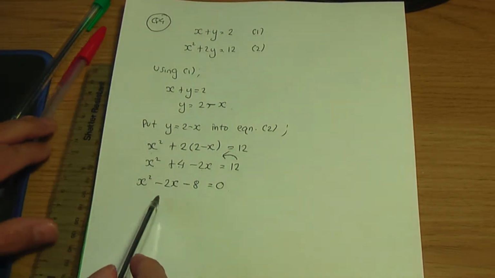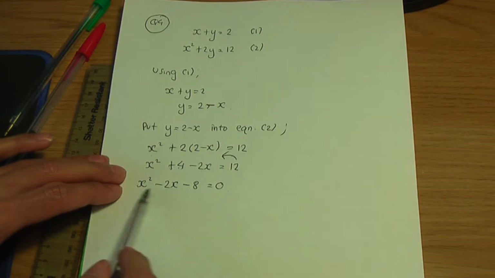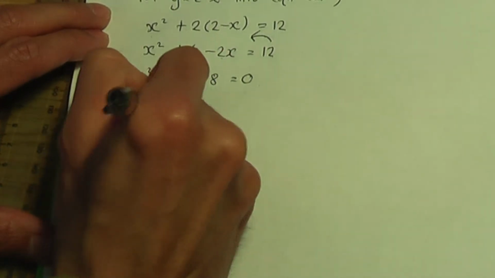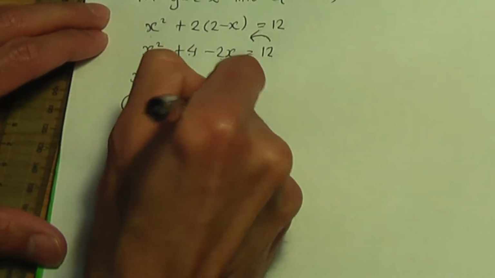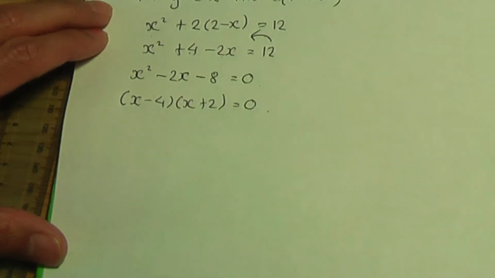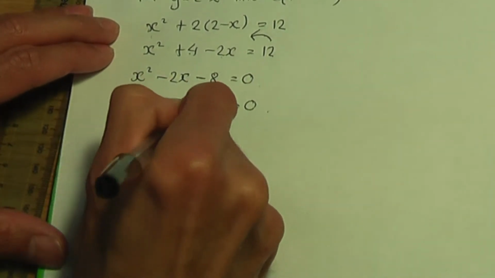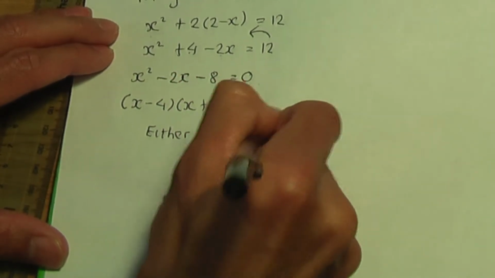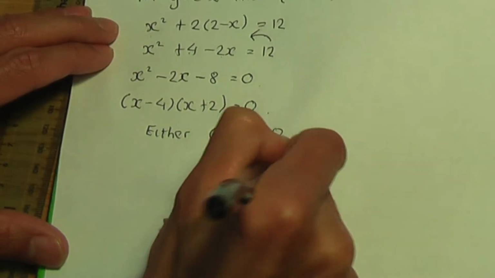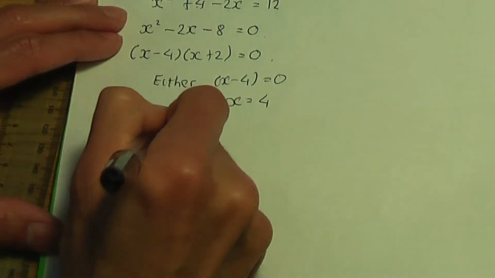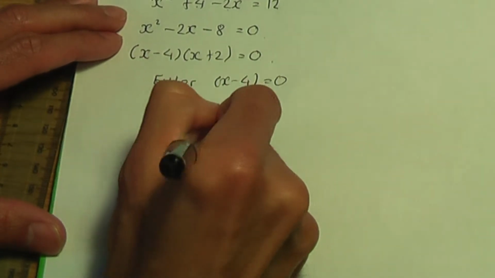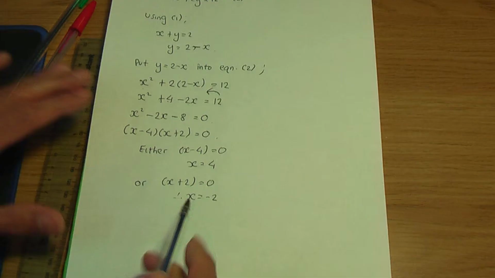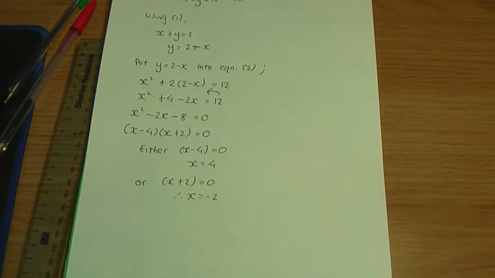Now it's entirely up to you. This equation is factorisable, so you can factorise or you can use a formula. I'm going to choose to factorise. If you factorise, you'll have x minus 4 times x plus 2, which is 0. Looking at this, I've got two values for x. Either x minus 4 is equal to 0, which means that when I rearrange, x is plus 4, or x plus 2 is equal to 0, and when I rearrange this, x is minus 2. So I've got two values for x in this case.